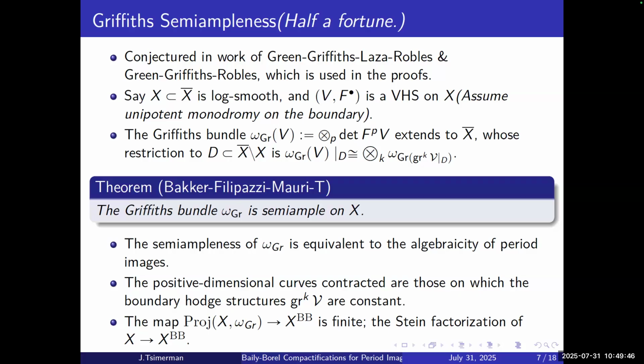So yeah, this should be X bar, and then the semi-ampleness on X bar is equivalent to the algebraicity of the period map.